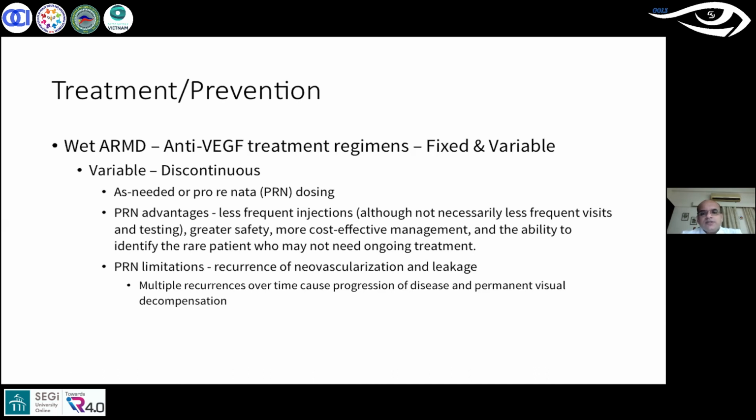So a lot of these patients, if they're doing well, we may go in for a 6-monthly follow-up. However, the limitations are that there may be recurrence of neovascularization and leakage in the intervening follow-up period, and multiple recurrences. If you have a patient who has a recurrence of fluid despite good vision, it may cause progression of disease with permanent visual decompensation due to permanent loss of photoreceptors. So this is one of the major limitations of PRN dosing.